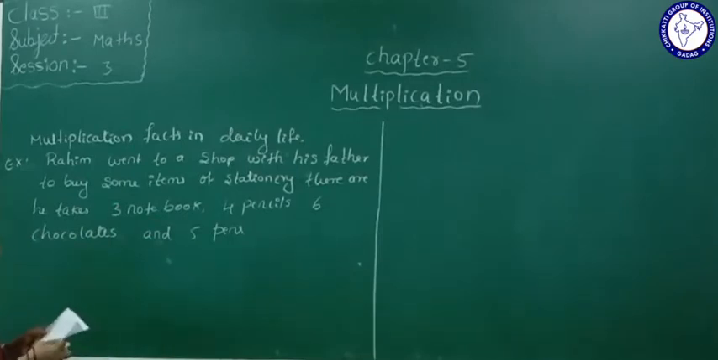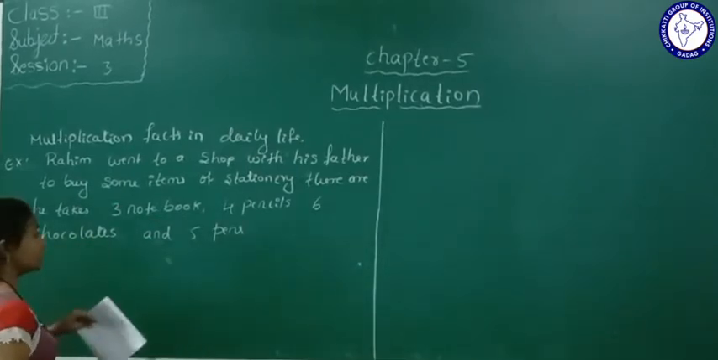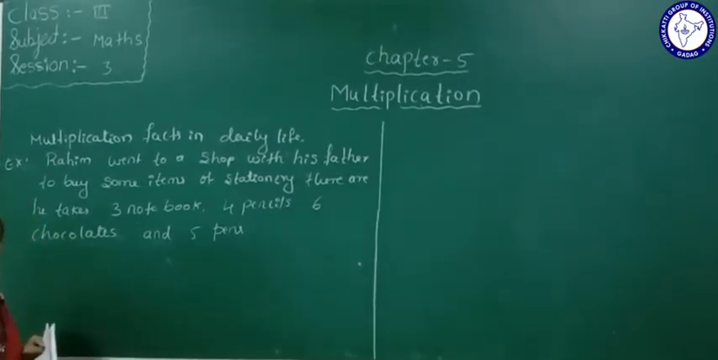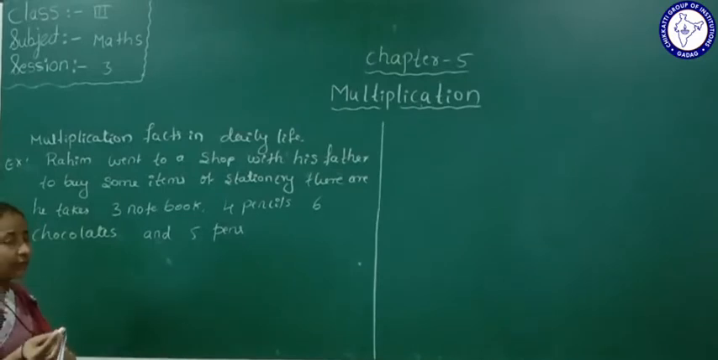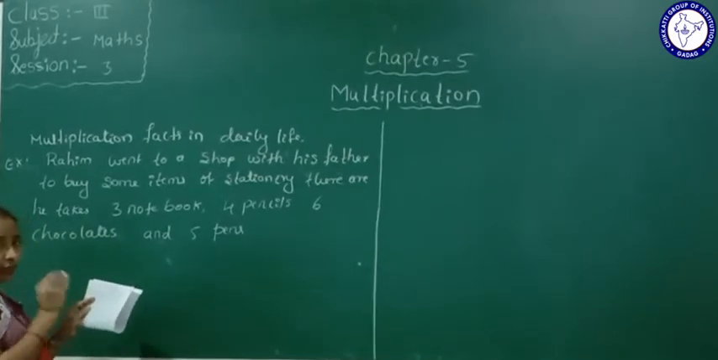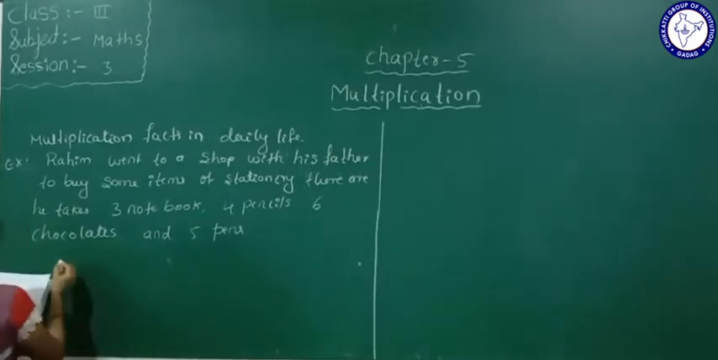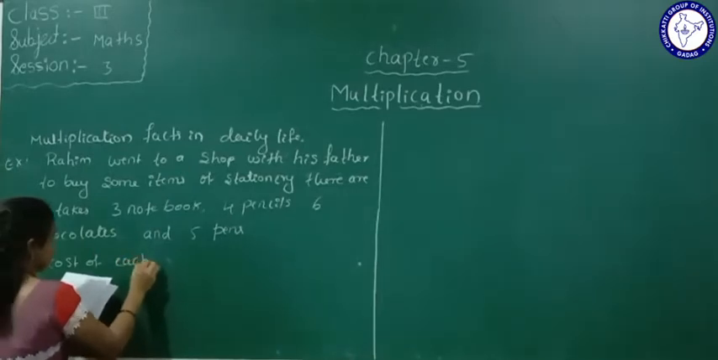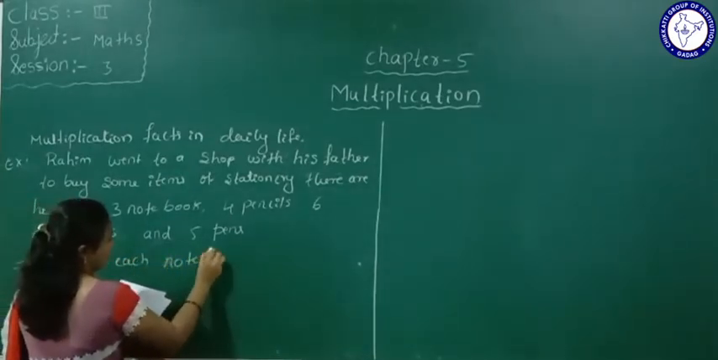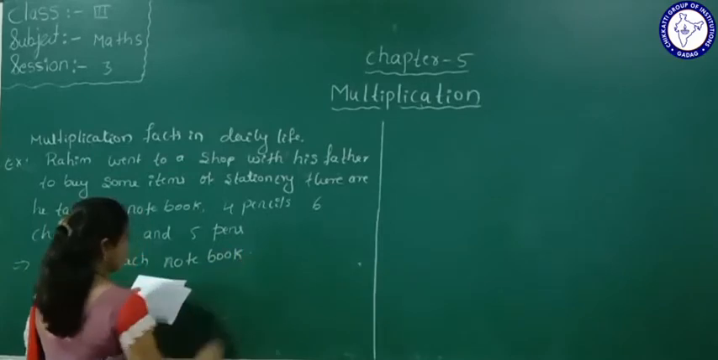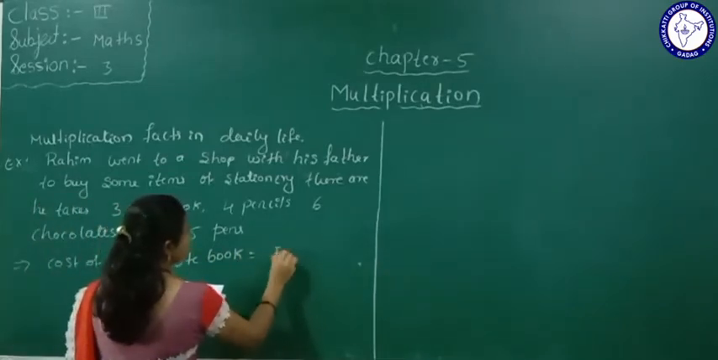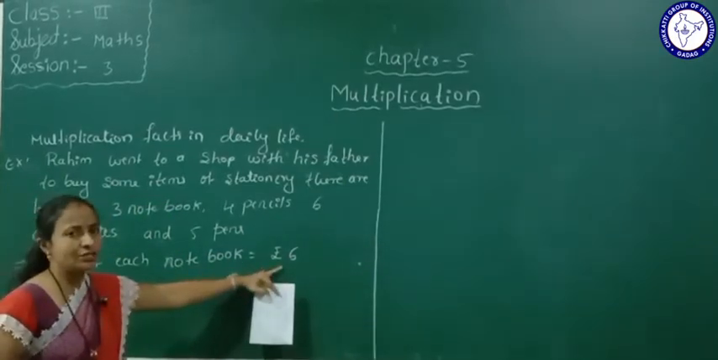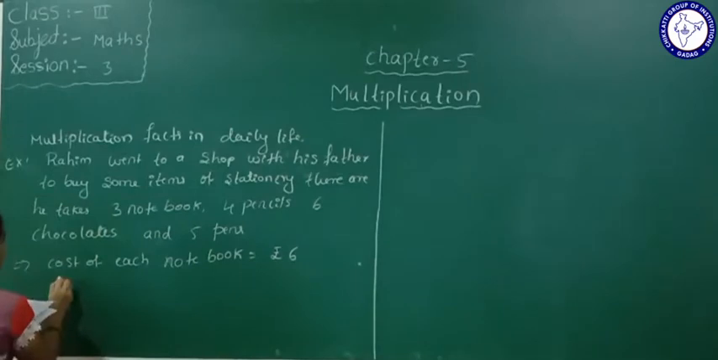So here, first we will understand the cost of each notebook, the cost of each pencil, and the cost of each chocolate and pen. After that we consider how many notebooks he brought. See here, the cost of each notebook is equal to rupees 6. One notebook's price is how much? Rupees 6.